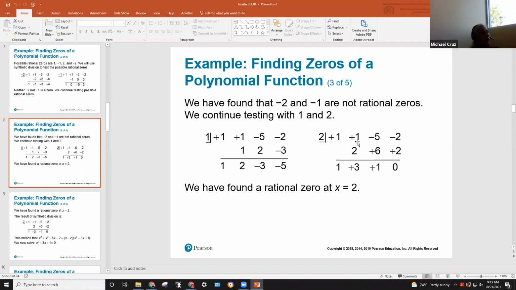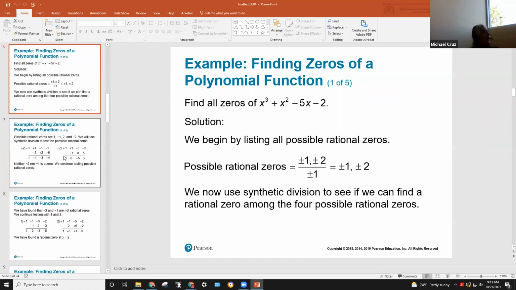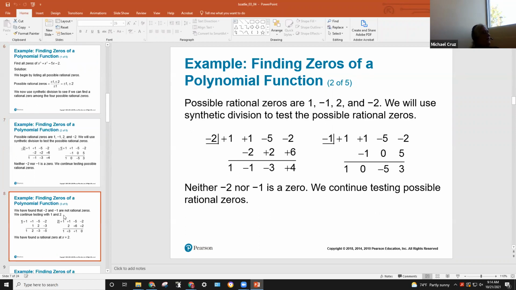2 plus 1 is 3, 2 times 3 is 6, add up to 1, 2 times 1 is 2, negative 2 and 2 is 0. So we found that this thing has a solution. In other words, the original one has a solution at x equal to 2.